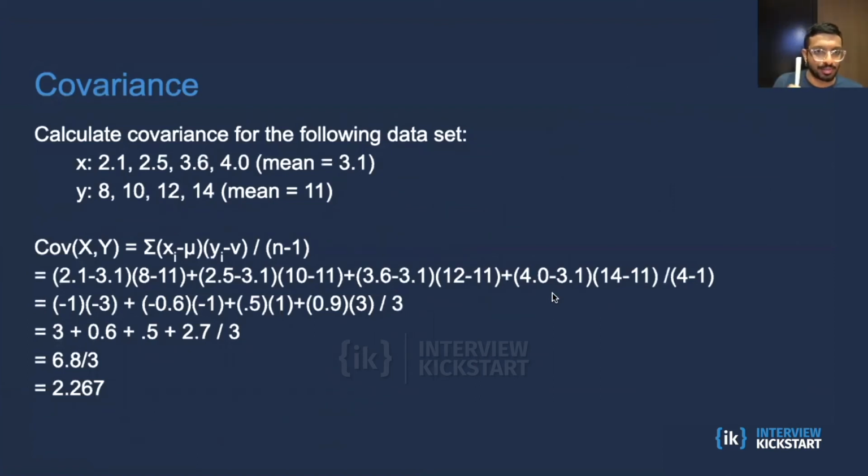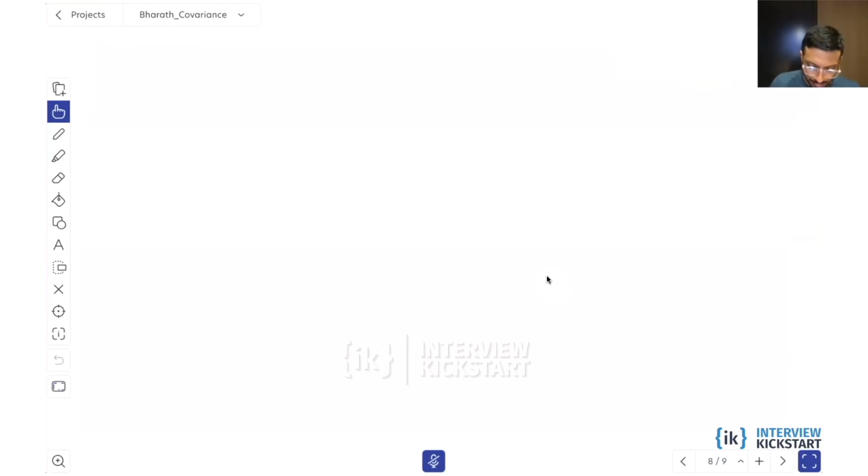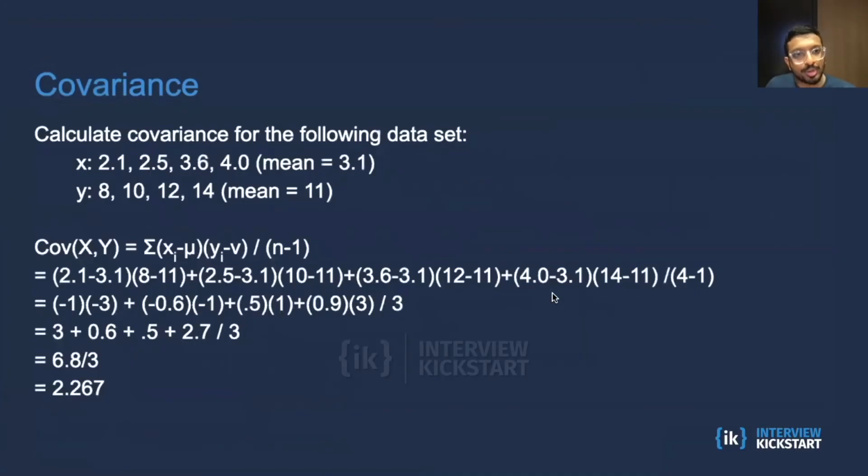Let's do this on a different slide before we come here. So we want to calculate the covariance for the following data set. We have x as 2.1, 2.5, 3.6, and 4. Let me write this down on a new slide.